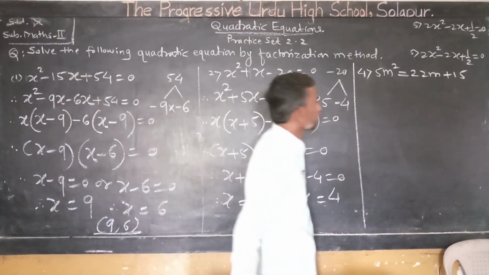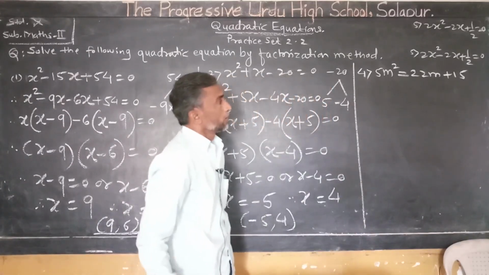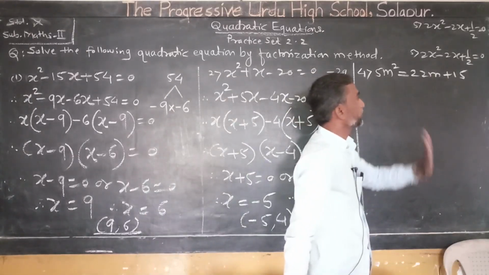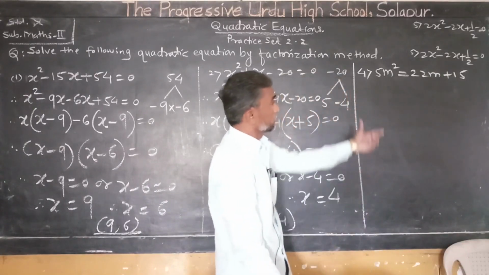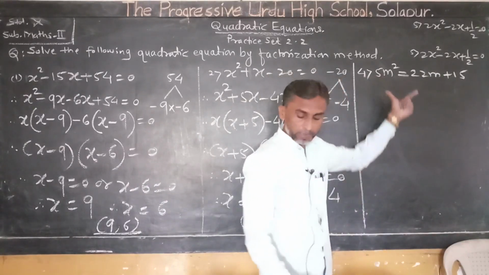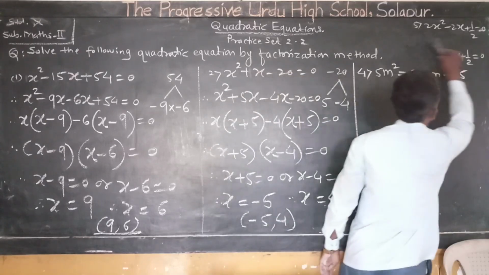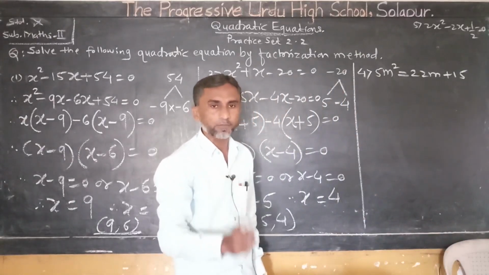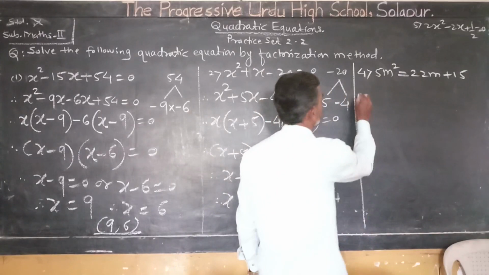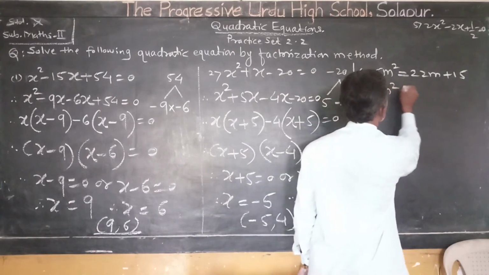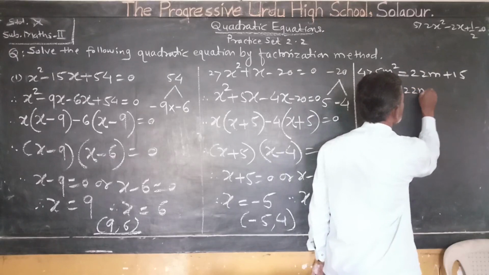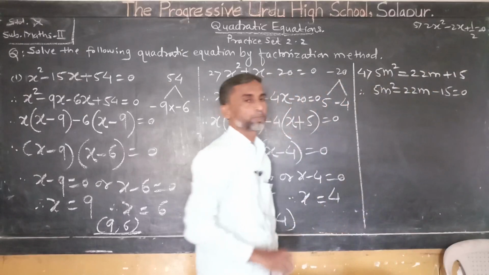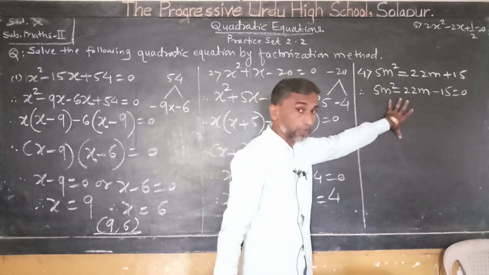Next, fourth example, 5m square is equal to 22m plus 15. If you observe, the given quadratic equation is not in the standard form. So first we should write the given quadratic equation in the standard form. So write 5m square, take it to the left hand side, minus 22m, take it to the left hand side, minus 15 is equal to 0. Now the equation is in standard form.